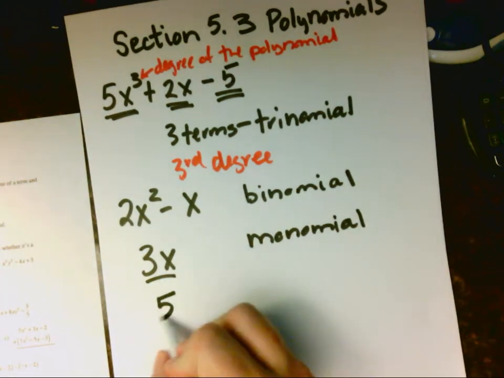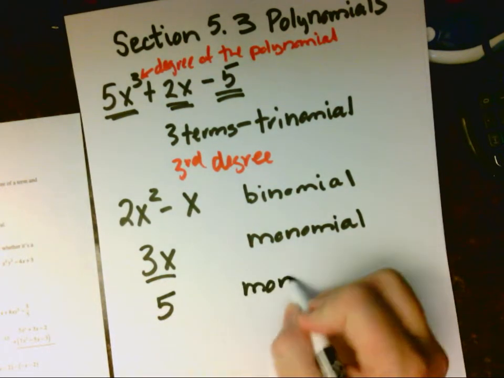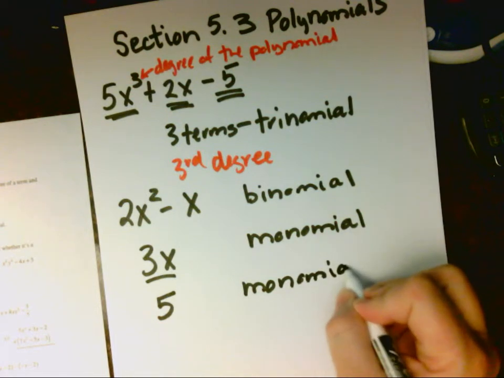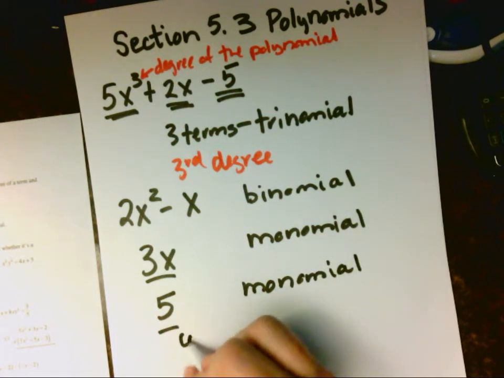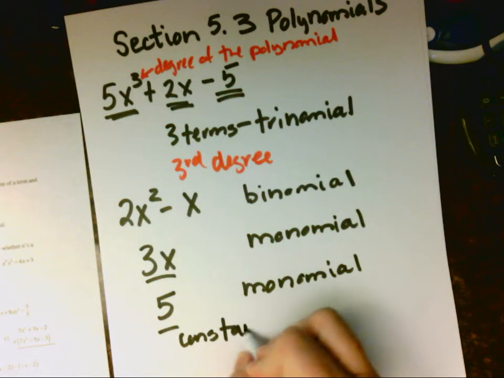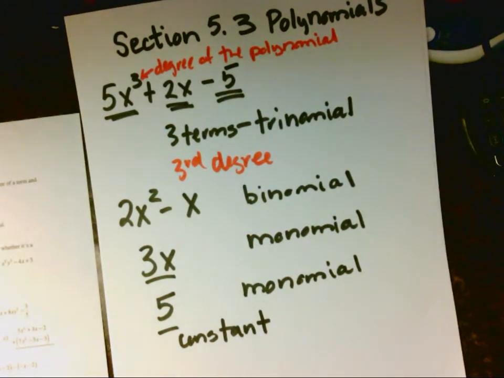We can also have something like this. This is also a monomial. And it is a constant. It is always 5. It's not variable. It can't change like the one above.